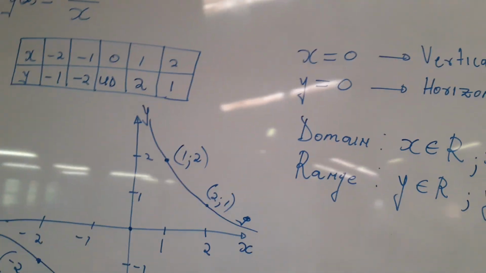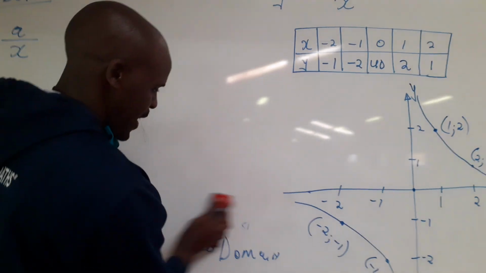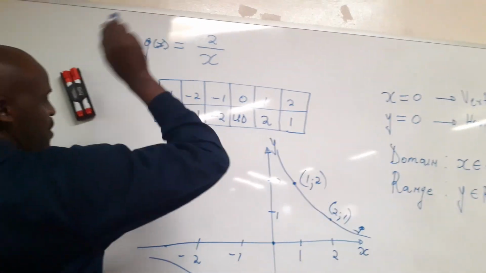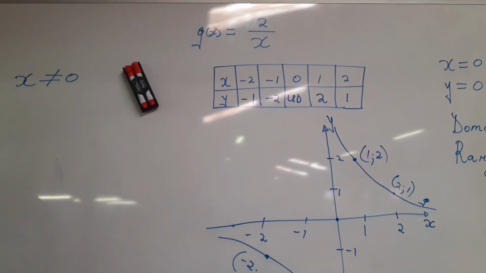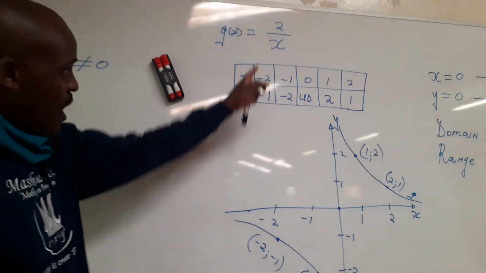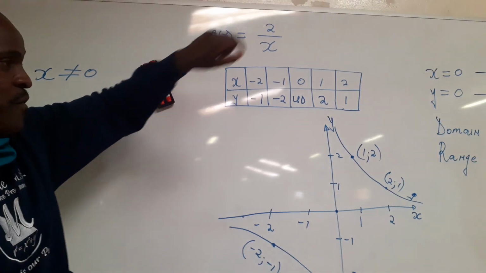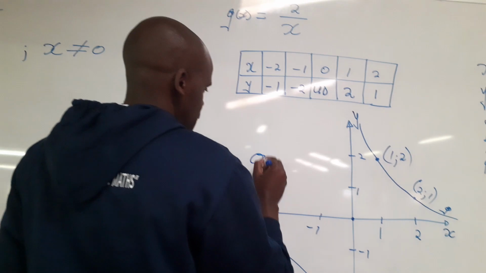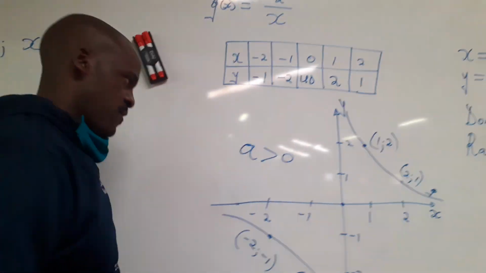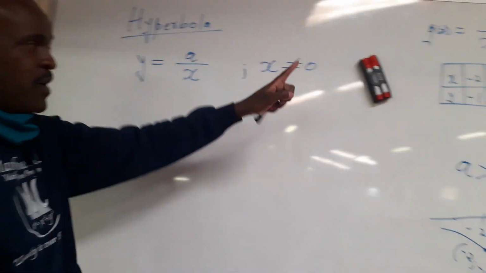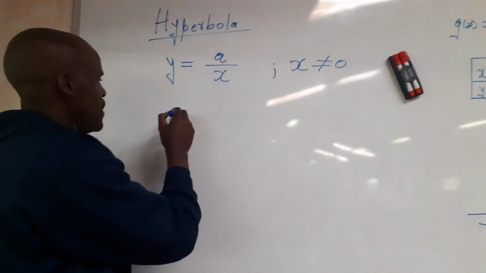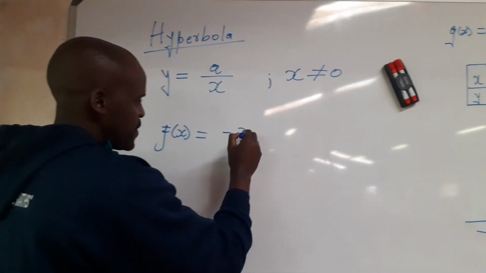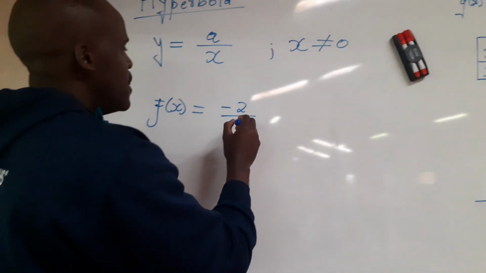Let us now check what will happen if that value up there is negative. Because when you look here, the value of a is positive. Let's see what will happen if we have a negative value of a there. Let's call it f of x equals negative 2 over x.